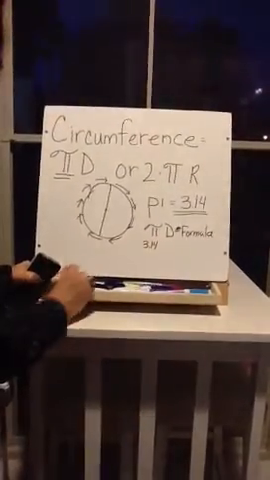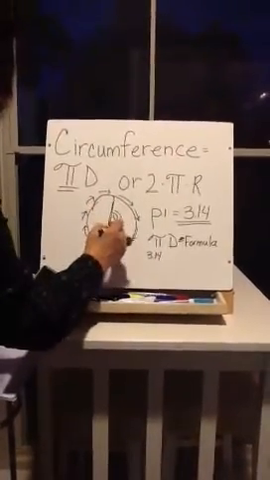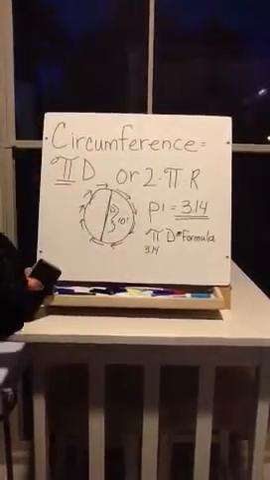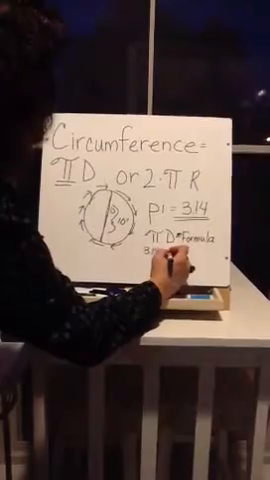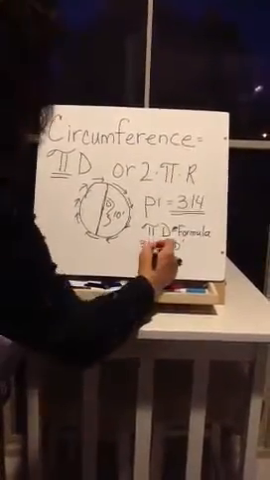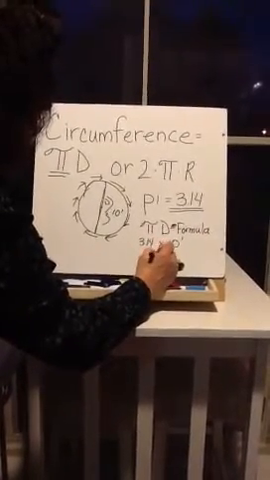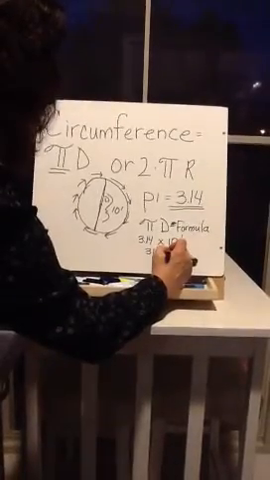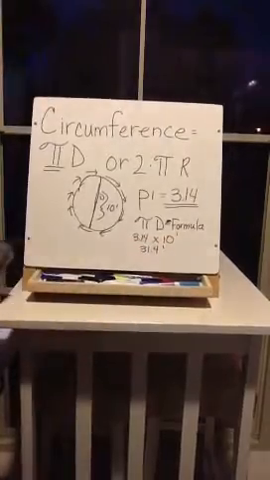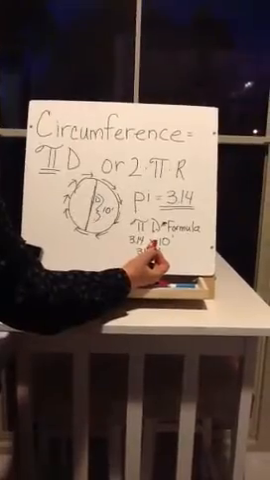3.14 is pi, and let's say the diameter, which is an imaginary line, let's say right now that's 10 feet. So we have 3.14 times 10 feet. And if you remember, when we multiply by 10, all we're doing is moving a decimal over. And we have 31.4 feet. Okay, so all I did was pi times the diameter.